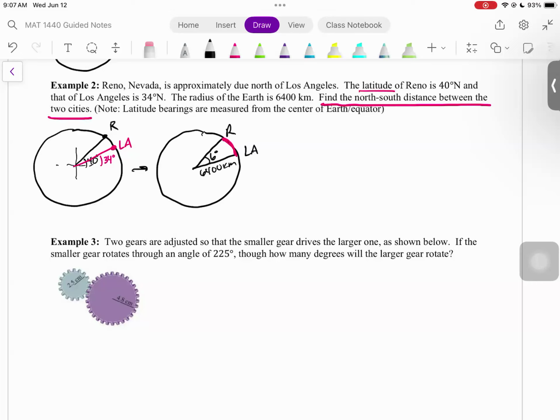So now we can find the distance between the two cities. This is our arc length. It's our fraction of the circle, so 6 divided by 360 degrees times 2 pi times our radius, 6,400 kilometers. We're just going to multiply all this through, including that factor of pi using the pi key. And this gives us 670.21 kilometers between Reno and Los Angeles.